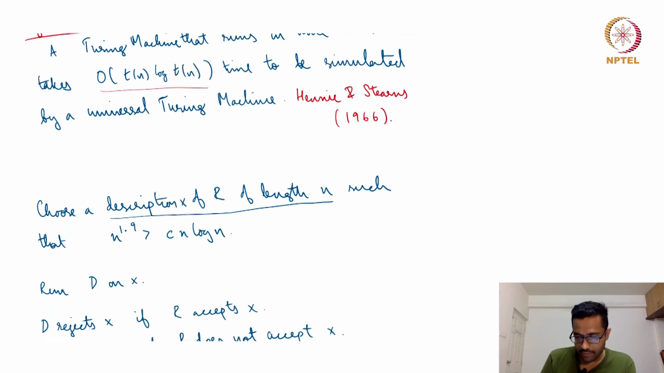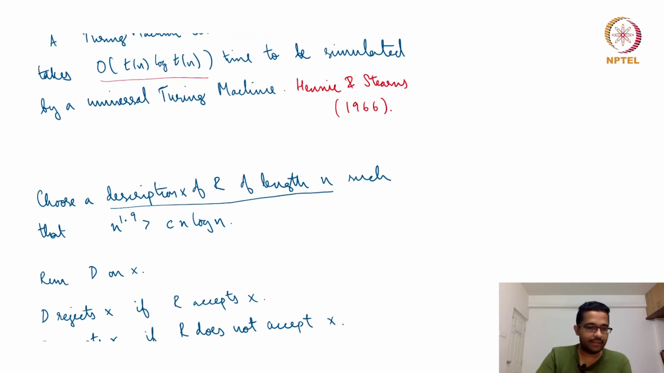So now how does it follow? Again, the goal here is, what we have now is a Turing machine D, which runs in order n square time or n power 1.9 time. We assume that it has an order n decider, and that decider is called R, and now we are going to feed the description of R to D.